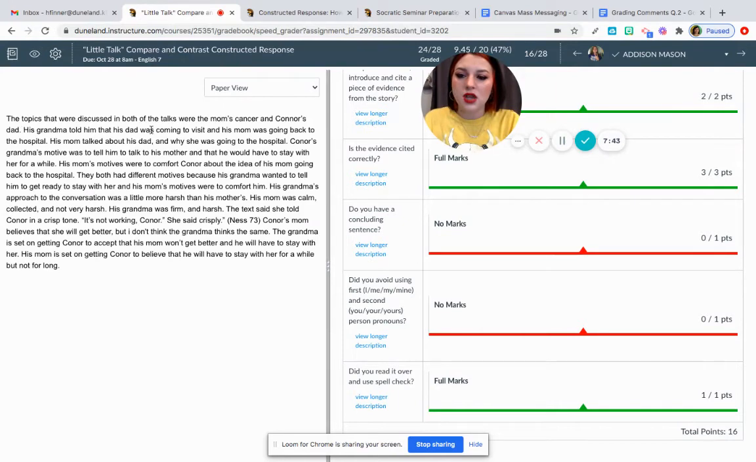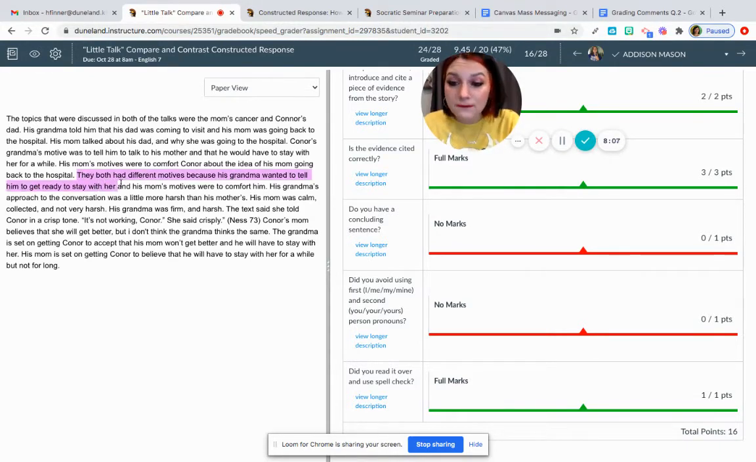The topics that were discussed in both of the talks were the mom's cancer and Connor's dad. His grandma told him his dad was coming to visit and his mom was going back to the hospital. Good. His mom talked about his dad and why she was going to the hospital. Connor's grandma's motive was to tell him to talk to his mother and that he would have to stay with her for a while. His mom's motives were to comfort Connor about the idea of his mom going back to the hospital. Now, here's her transition sentence.